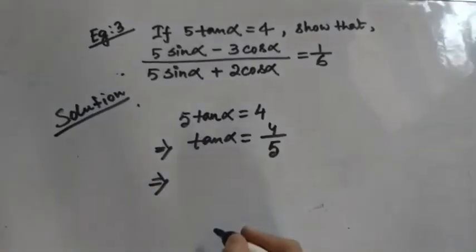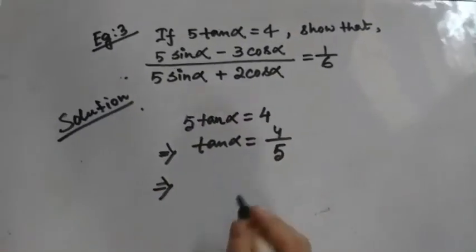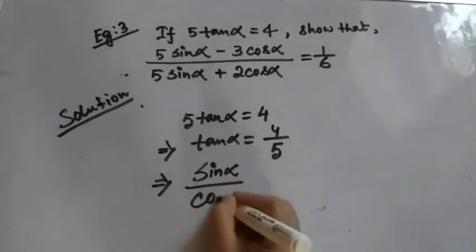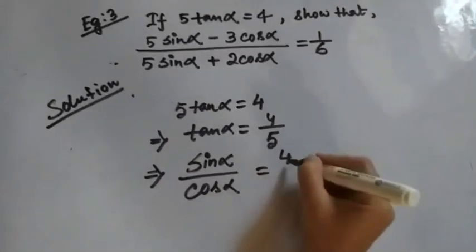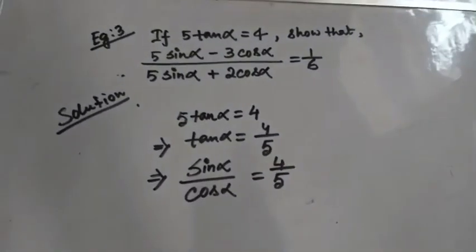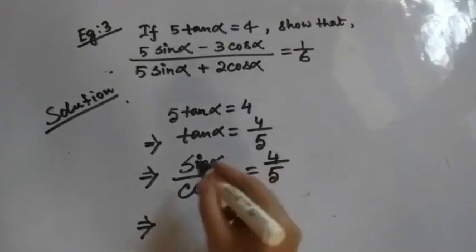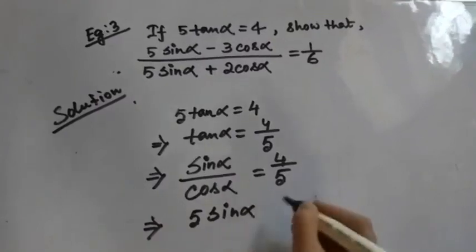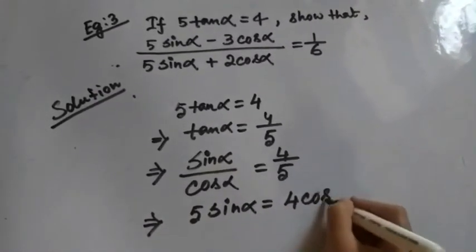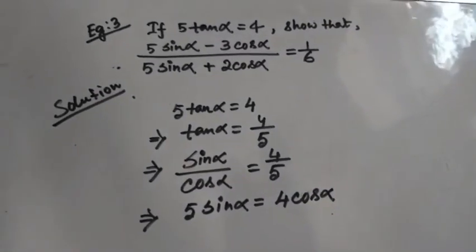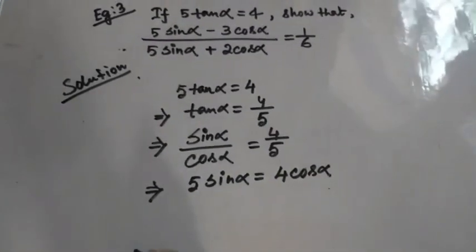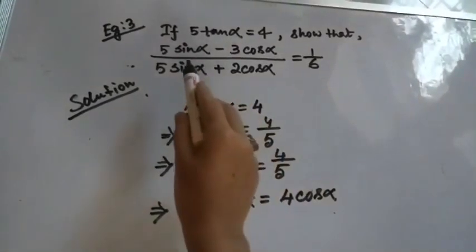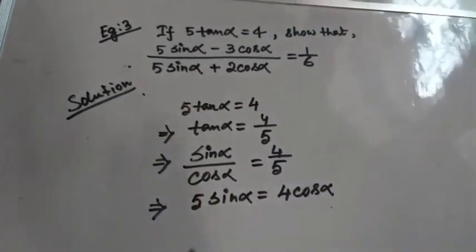So what was the formula of tan alpha? Instead of tan alpha, we can write sin alpha divided by cos alpha, right? So it will be 4 by 5. So now we will do the cross multiplication. So it will be 5 sin alpha equals to 4 cos alpha. Now see properly, this 5 sin alpha, this term is mentioned in the question. So we can use it in the question.